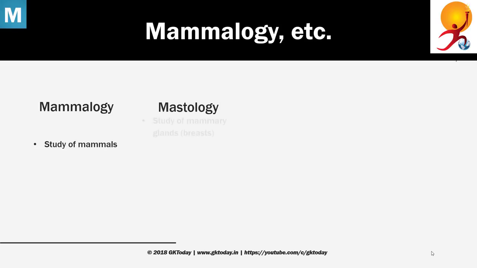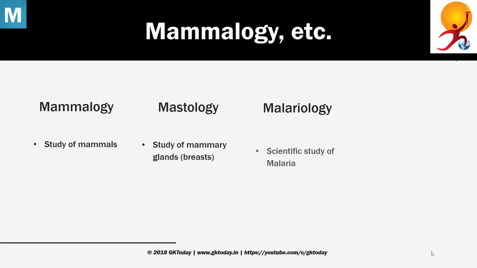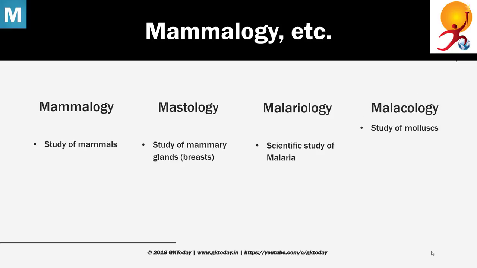Marmicology is the study of ants. Mammalogy is the study of mammals. Mastology is the study of mammary glands or breasts. Malariology, as the name suggests, is the scientific study of malaria. Malacology is the study of mollusks.